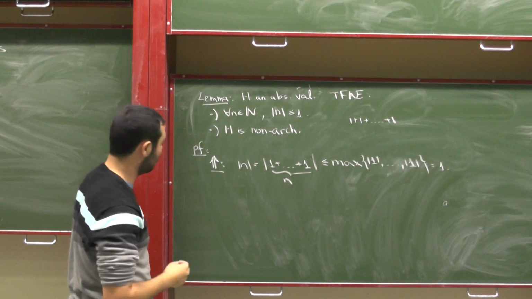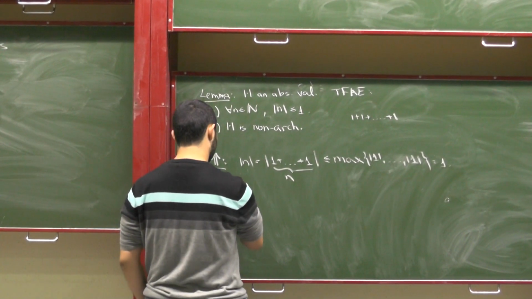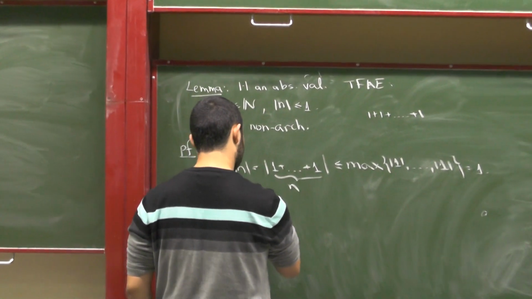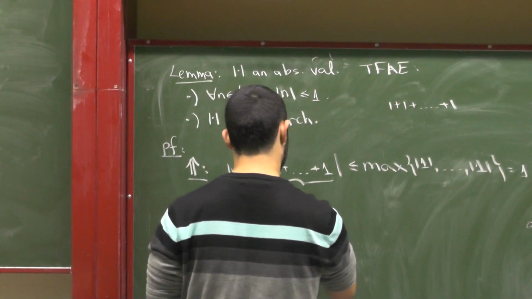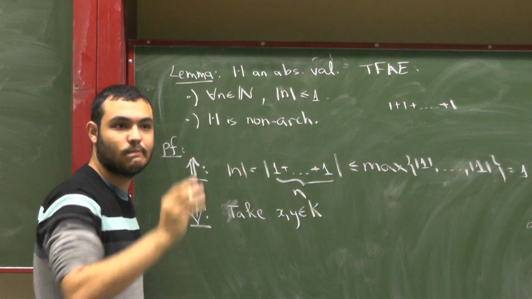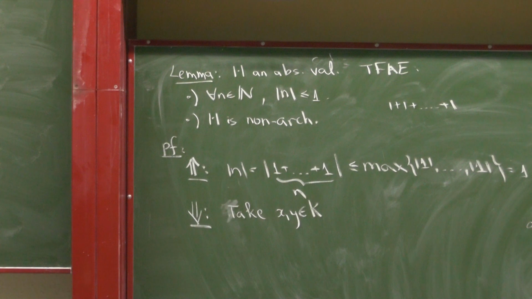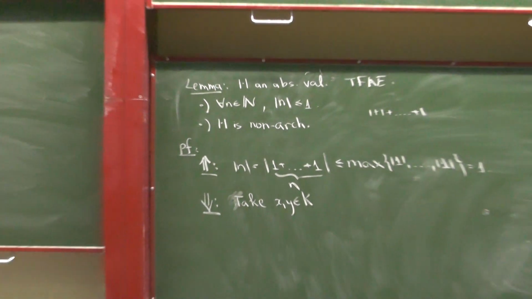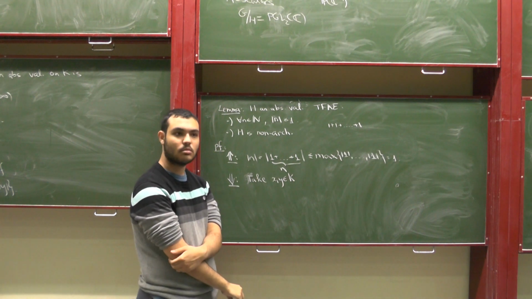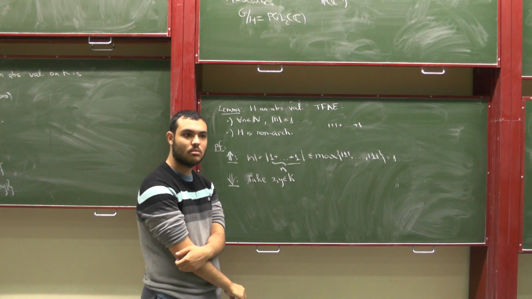So this is one direction. The other direction goes as follows. Take x and y in K. Maybe I should make an exercise. Show that if you have a non-trivial absolute value on the field, then the characteristic is zero.